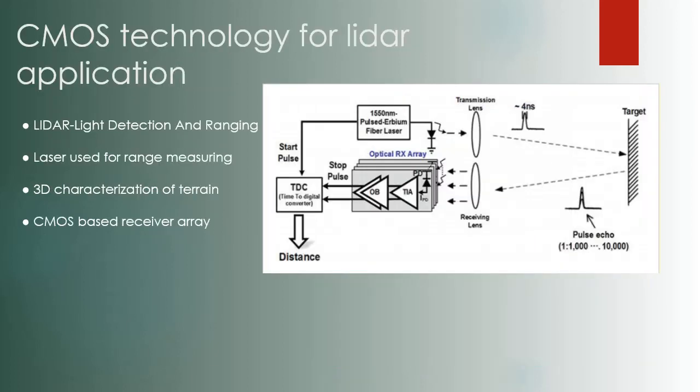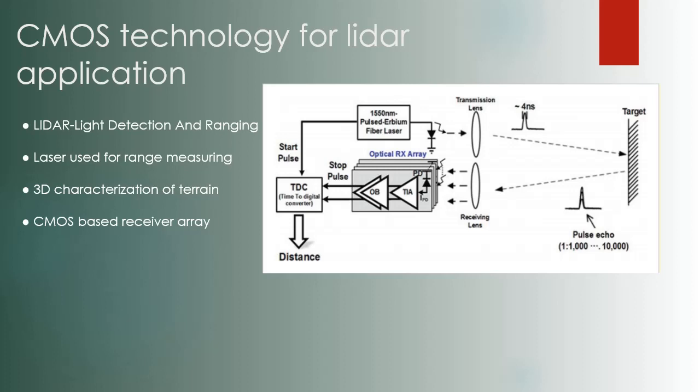So this is something I think that a lot of people will be interested in. It's pretty cool. So this is CMOS optical technology for LiDAR applications. LiDAR stands for light detection and ranging. It's a method used for measuring distances by hitting the target with laser light and measuring the time the light takes to return back to the transmitter. It is also used to detect the terrain of a region and to characterize the terrain in 3D.